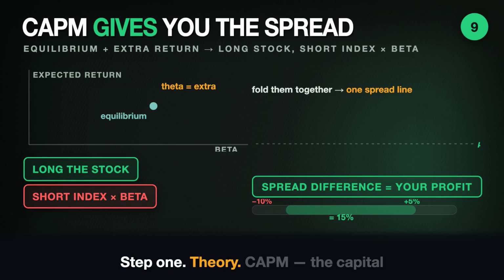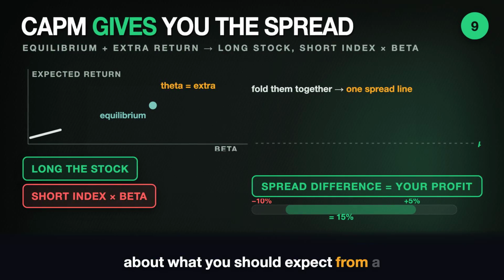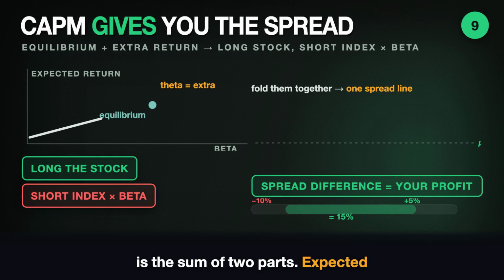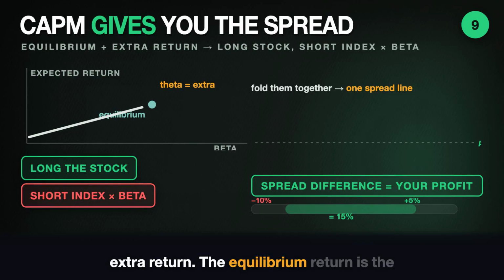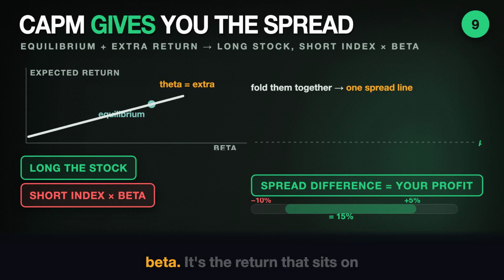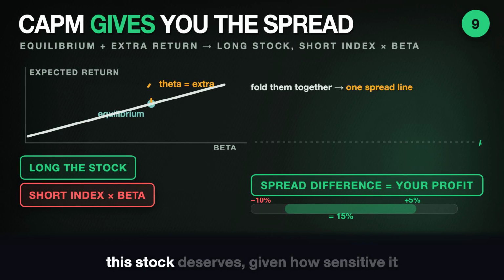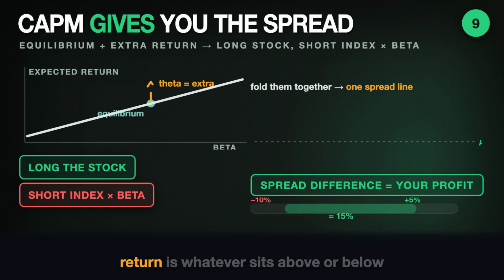Step 1. Theory. CAPM, the capital asset pricing model, says something simple about what you should expect from a stock. The expected return on a stock is the sum of 2 parts. Expected return equals the equilibrium return plus an extra return. The equilibrium return is the market's expected return multiplied by that stock's beta. It's the return that sits on the security market line, the amount this stock deserves, given how sensitive it is to the market. And the extra return is whatever sits above or below that line.